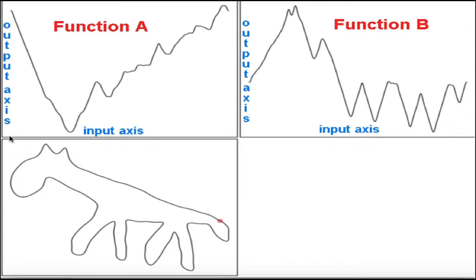So for the first position for function A, its output is the x-coordinate, and that is the first x-coordinate. The second position is the second x-coordinate, and so forth. So this function here is made up of all of the x-coordinates of this contour drawing. Note that the first input for this function has an output equal to the value of the last output. So the first output is equal to the last output.